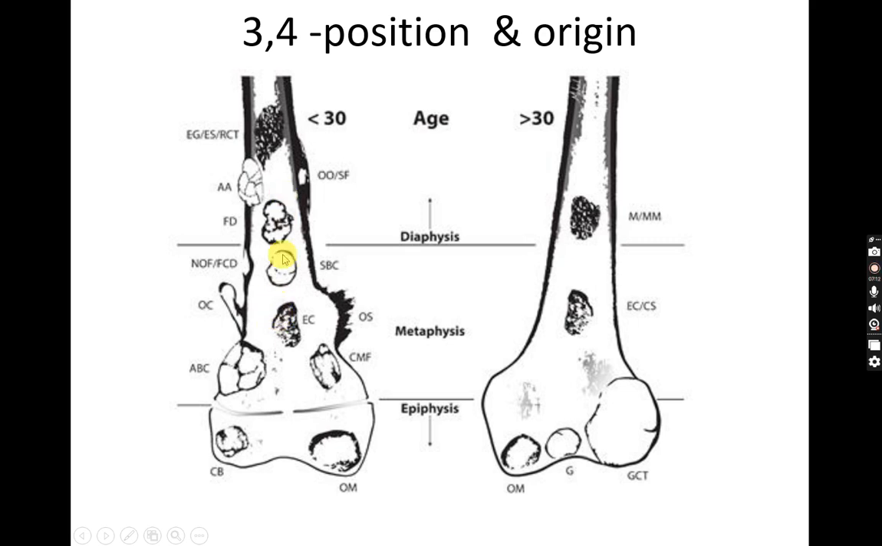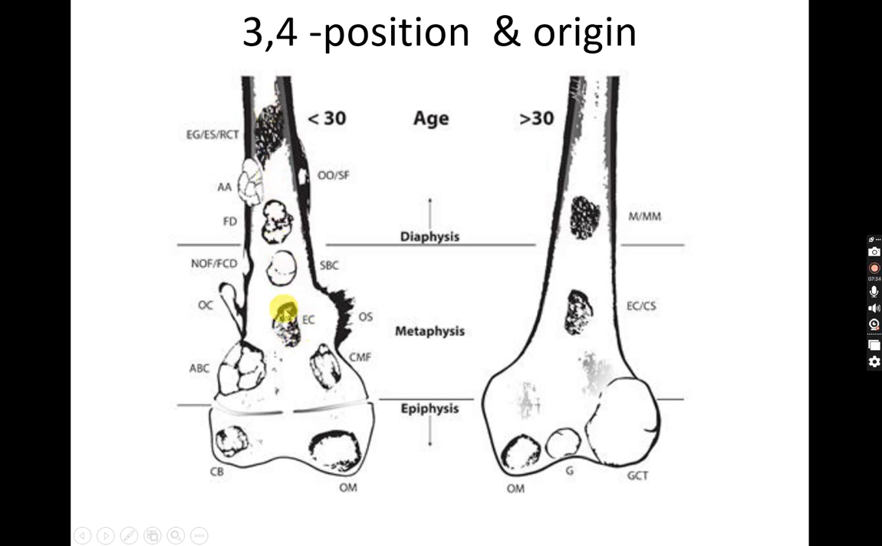Then coming to the central lesions, we have enchondroma. It will be more metaphyseal. All these lesions can be metadiaphyseal, but these will be more metaphyseal and then extending into the diaphysis, and these will be more diaphyseal and then extending into the metaphysis. So these are the central lesions.